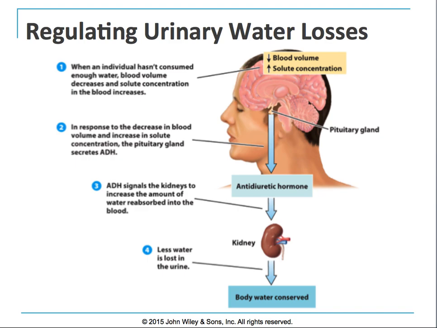blood increases. In response to the decrease in blood volume and increase in solute concentration, the pituitary gland secretes ADH, or antidiuretic hormone. That antidiuretic hormone then signals to your kidneys to increase the amount of water reabsorbed into the blood, which results in less water lost in the urine and conservation of body water.